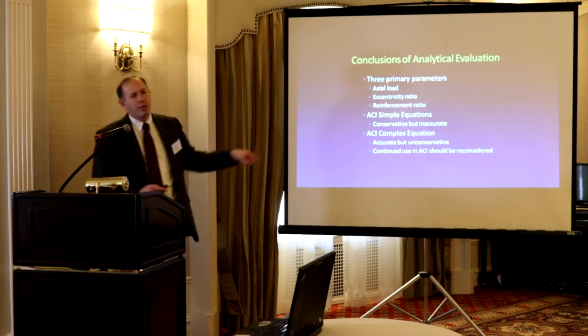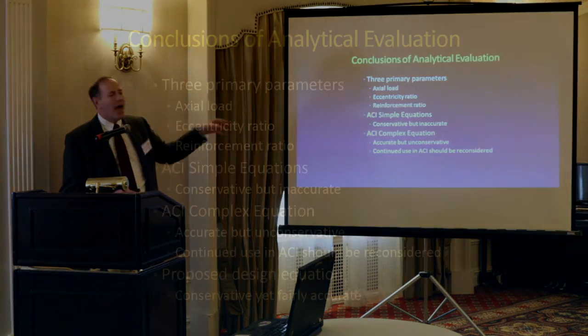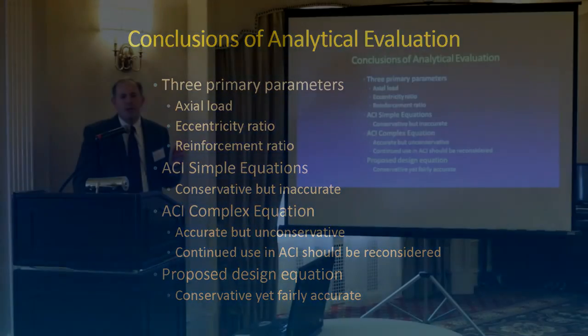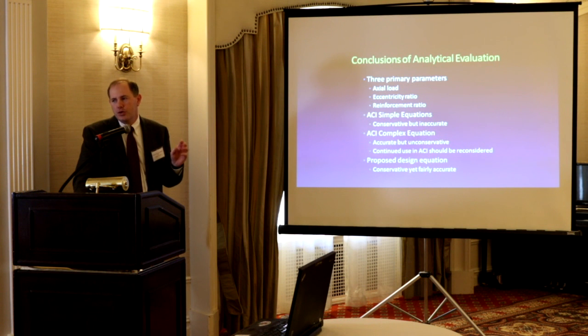The ACI complex equation, as I just mentioned, is accurate. I mean, that thing's pretty darn good, but there are unconservative results that develop, and so we are going to reconsider its use in ACI 318. The proposed design equation is conservative, and yet we think fairly accurate. So you lose a little bit of accuracy, but I think it really tells the story of what's going on in these columns.